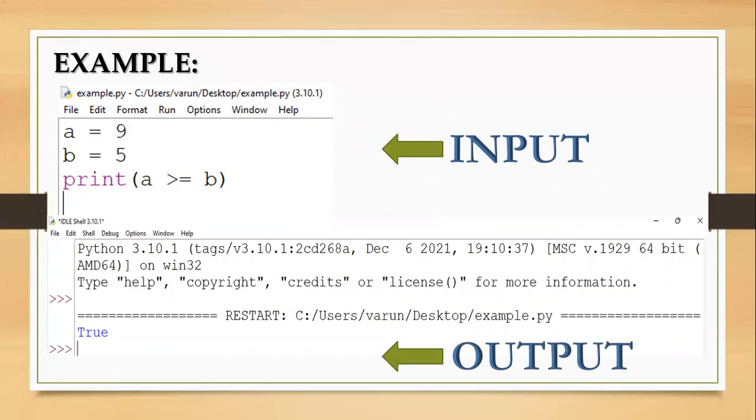Example for greater than or equal to operator. This is a screenshot of the input we give, and this is a screenshot of the output we get. In input, we give a equals 9, b equals 5, print a greater than or equal to b. The output returns true because the left operand is greater than the right operand.